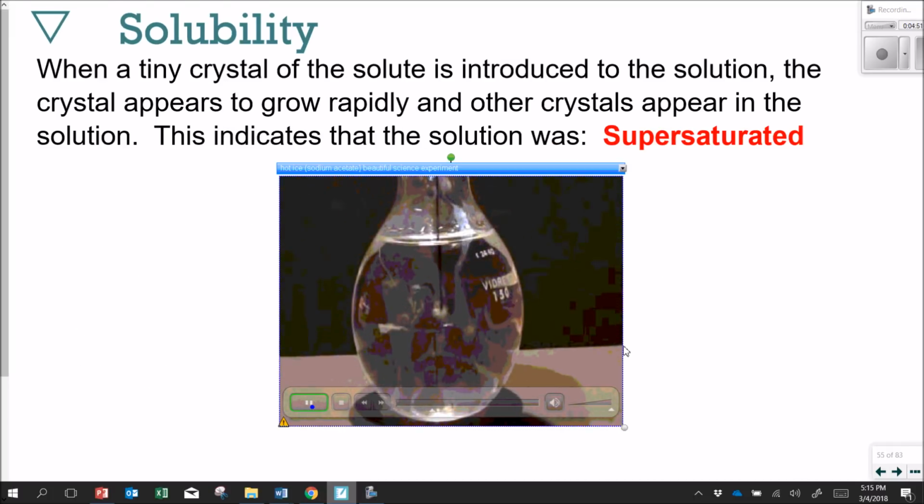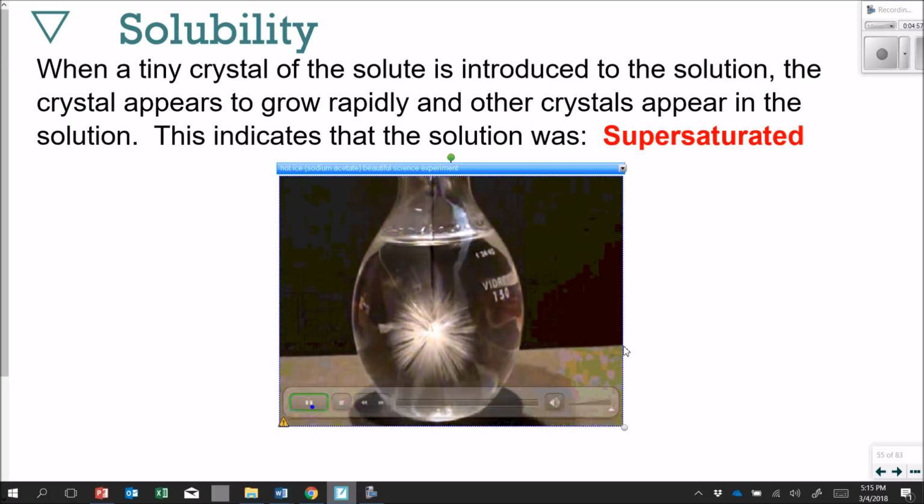This video shows what happens when a seed crystal is added to a supersaturated solution. And you can see the crystals forming right now.